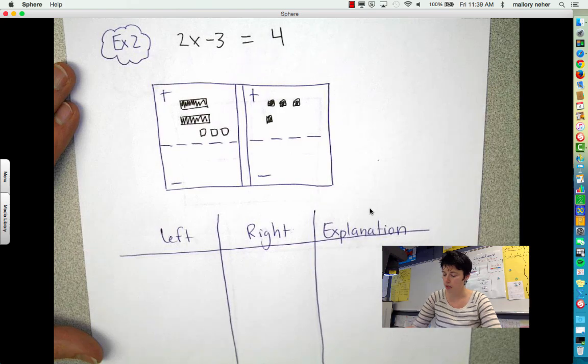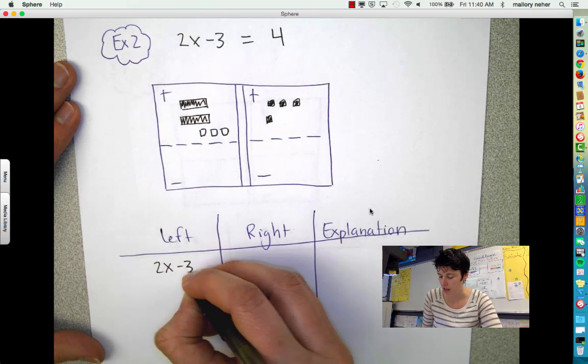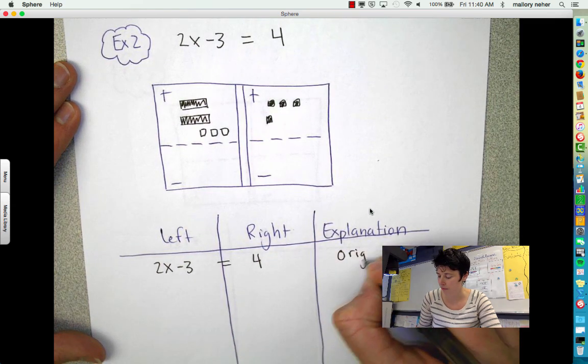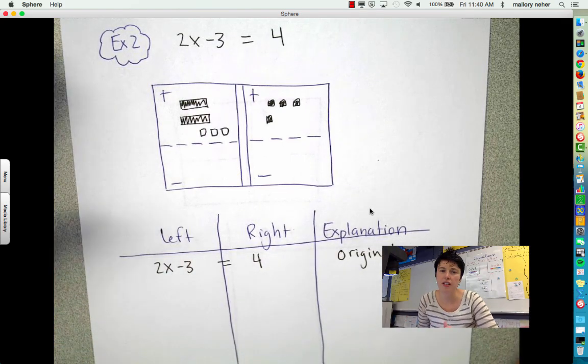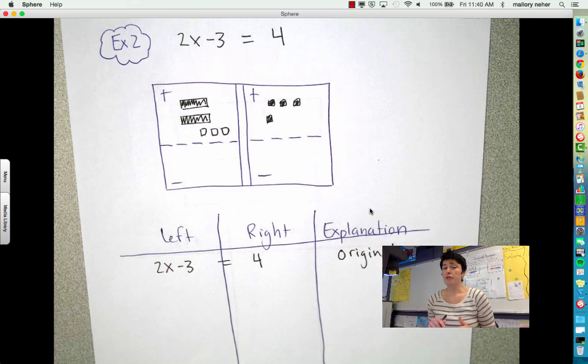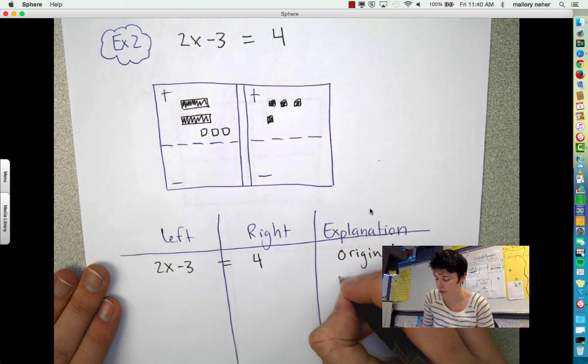Now that's my original, so that's what I'm going to write in my table here: 2x minus 3 equals 4. And that's my original. And like I always say, pause the video so you can write all this down if I'm going fast. Now I'm going to go through my legal moves: flip, zero, balance. Looking at this right away, I'm not seeing any zero pairs, and I'm not seeing anything to balance off the mat, so I'm going to go for flip as my first move.